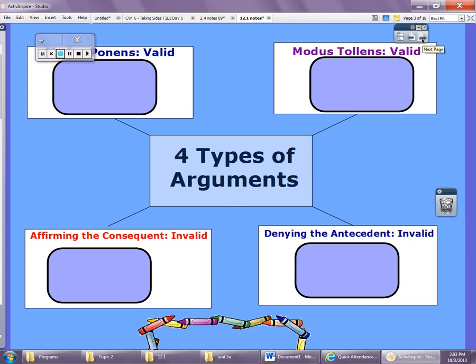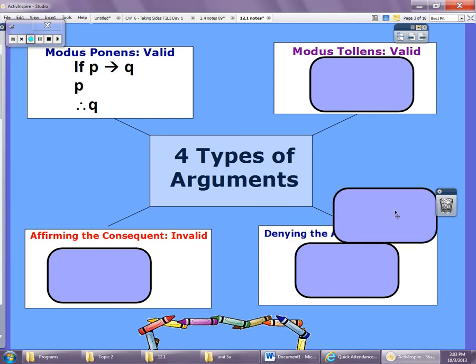Now, there's 4 main types of arguments that we're going to be working with. The first one, modus ponens, also called MP for short. Now, this is a valid conclusion. If P, then Q. So if you have P, you have to have Q. So if P, then Q. Well, we have P, so therefore we have to get Q.